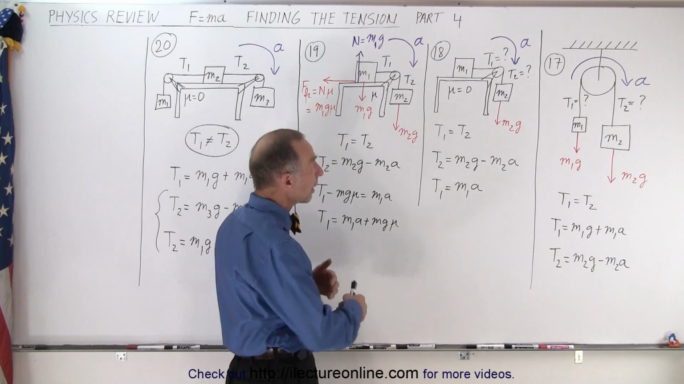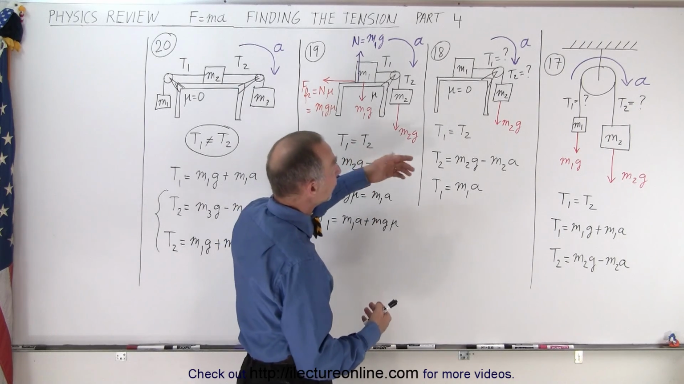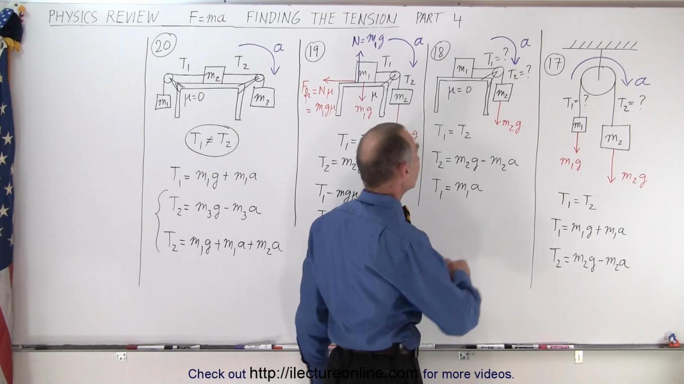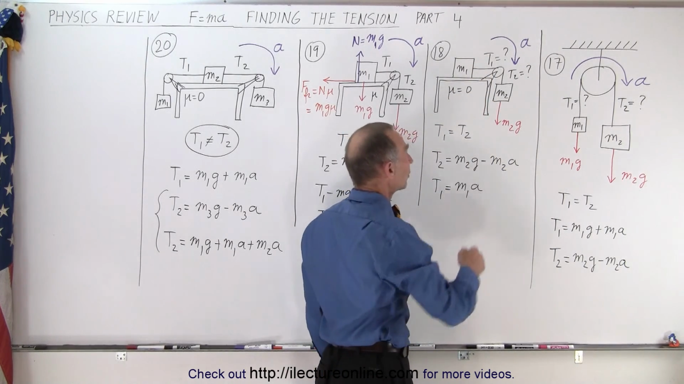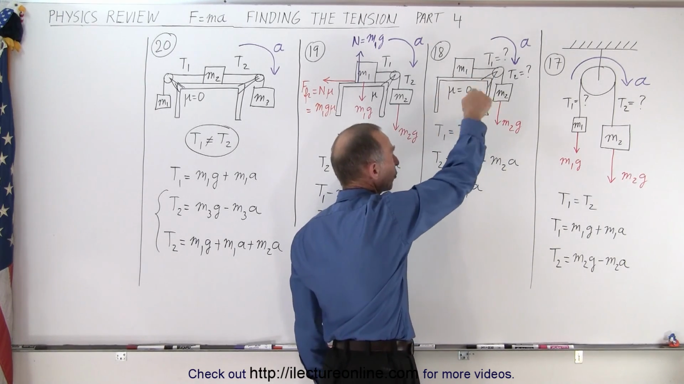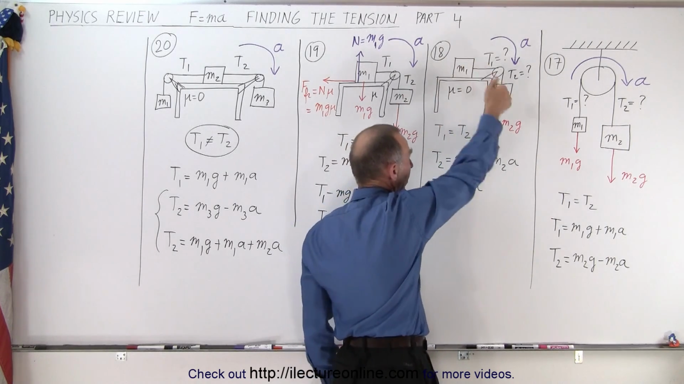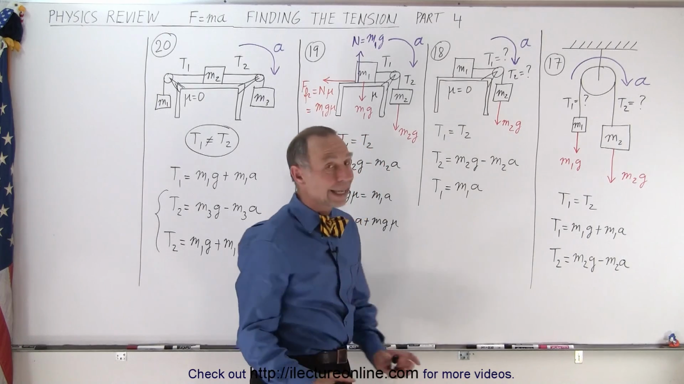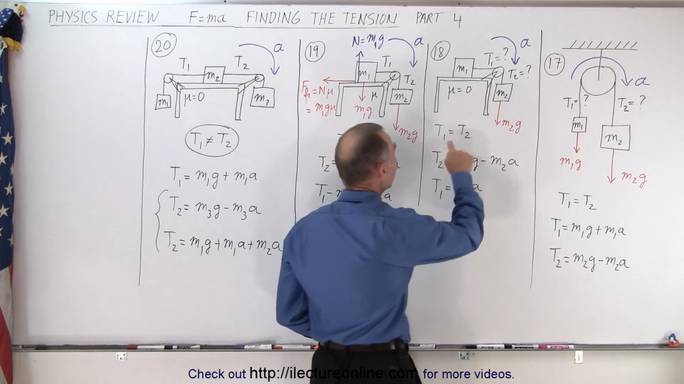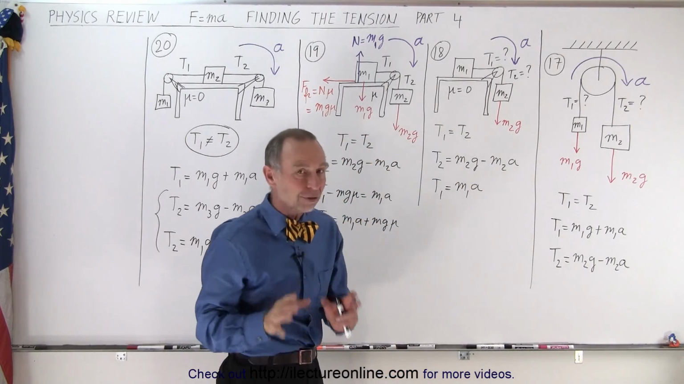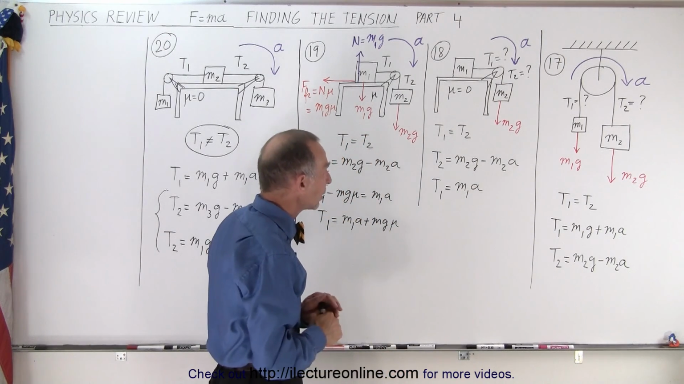In the second example, we have a table, the object on the table. Notice there is no friction between the table and the mass, M1, and then M2 is hanging there. There's a rope connecting the two, there's a pulley in between to change the direction. We can assume the acceleration will be clockwise around the pulley. And again, we can assume that T1 must equal T2 because it's a single rope, and if the pulley has no mass and no friction, the two tensions are definitely equal.